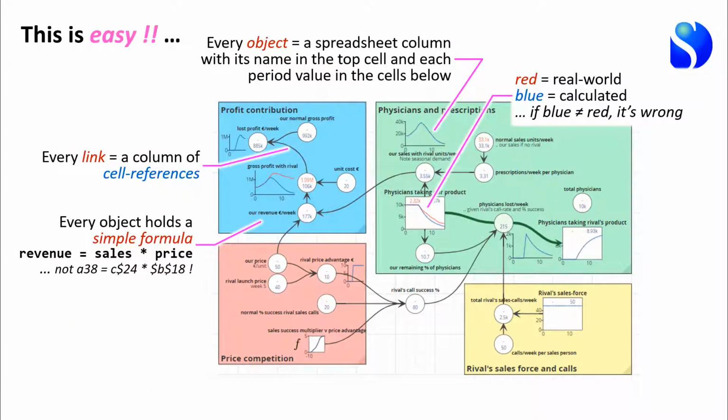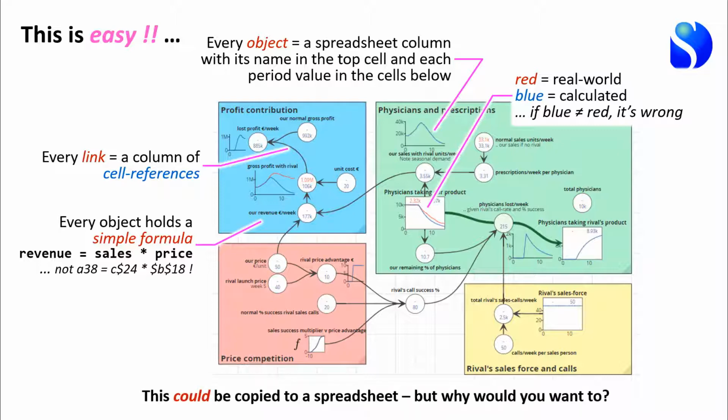This could be copied in a spreadsheet. I could just take a table of all those variables out, stick them straight in the spreadsheet, replicate the equations, and there you would have the same model in a spreadsheet. But why would you bother? What's the point? It offers nothing more than you're getting in this, and actually rather less.